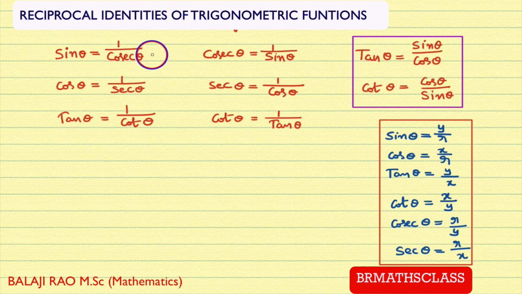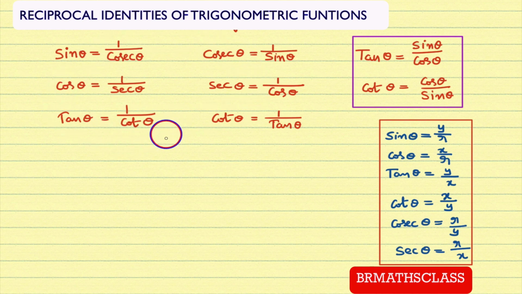Sin theta equal to 1 by cosecant theta, cos theta equal to 1 by secant theta, tan theta equal to 1 by cot theta. These are the reciprocal identities of trigonometric functions. In this class, we will learn why sin theta is 1 by cosecant theta, why cos theta is 1 by secant theta, why tan theta is 1 by cot theta. We are going to prove these results. Now, you see, I will prove the first one. I want to prove that sin theta equal to 1 divided by cosecant theta.